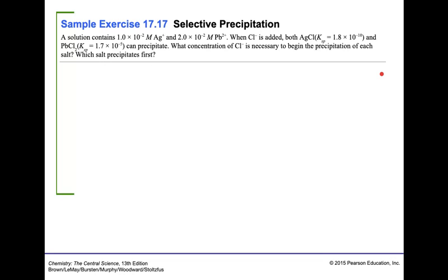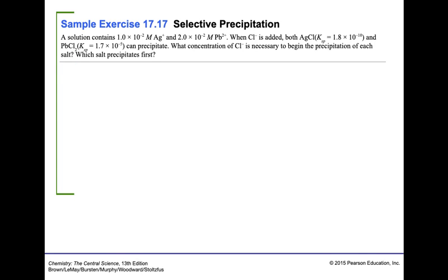So a solution contains 1.0 times 10 to the negative 2 molar silver and 2.0 times 10 to the negative 2 molar lead. When chloride ion is added, both silver chloride and lead chloride can precipitate, okay? So they're asking what concentration of chloride is necessary to begin the precipitation of each salt. First, that's what we're going to talk about, and then which salt precipitates first.